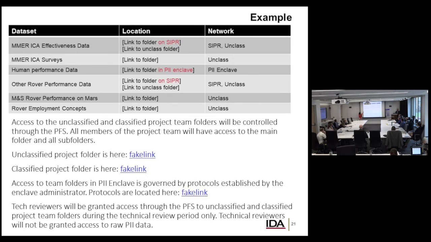We're going to control access to our unclassified and classified project team folders through a system that we have here called the project fact sheet. Our project leaders, the people who are actually running the research projects, will be able to go in and enter who should have access. That then gets approved by different levels of management, but then they can dynamically add and remove people, and that will affect the access to their specific data on different networks.